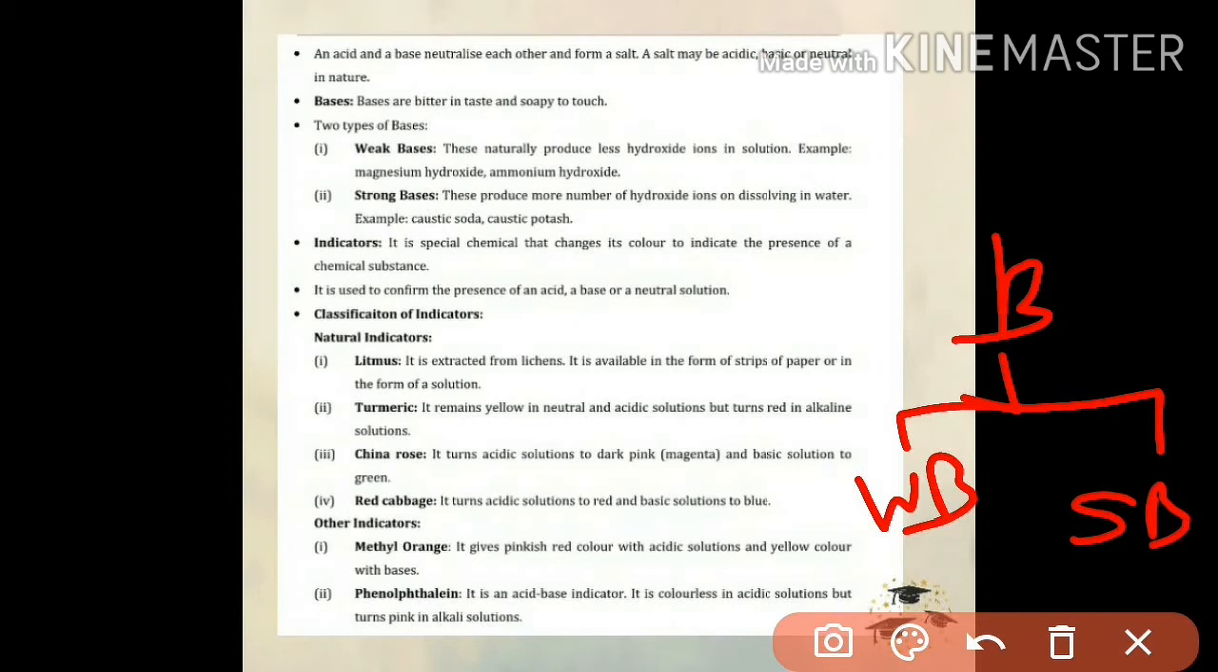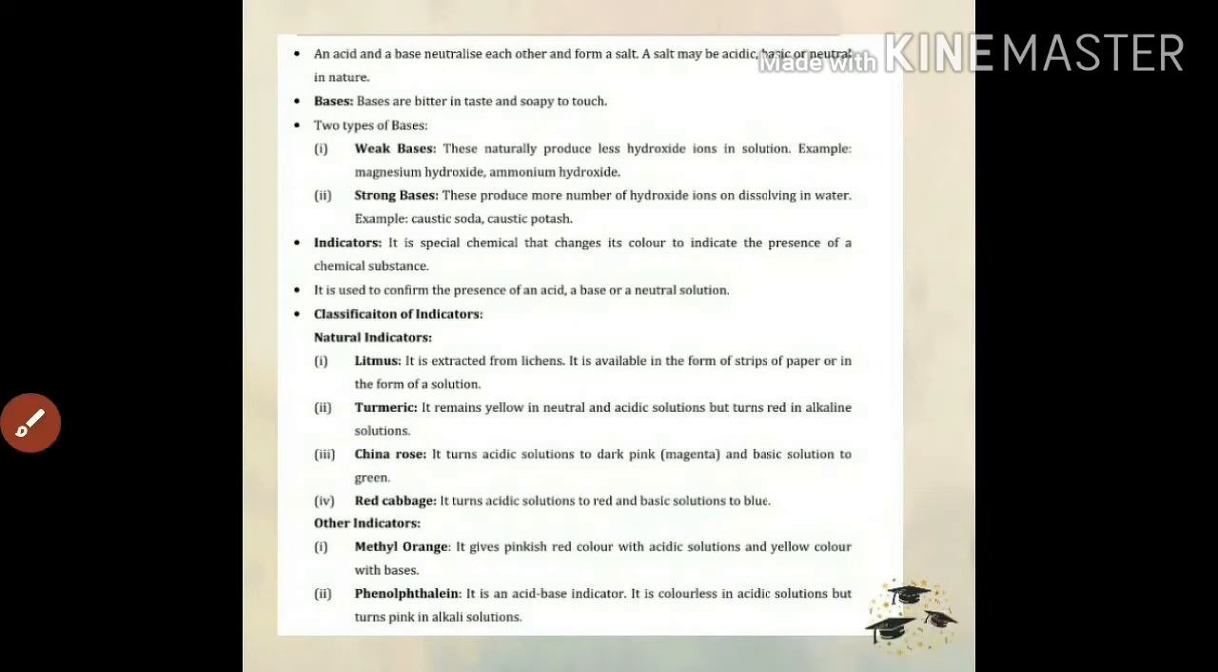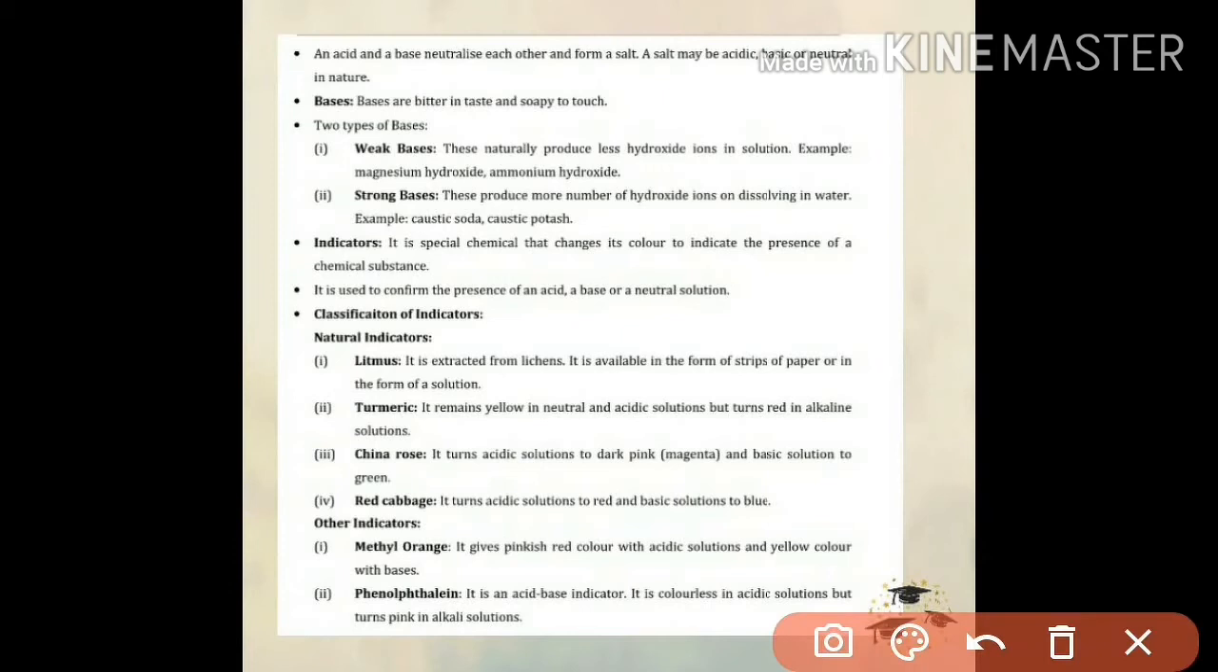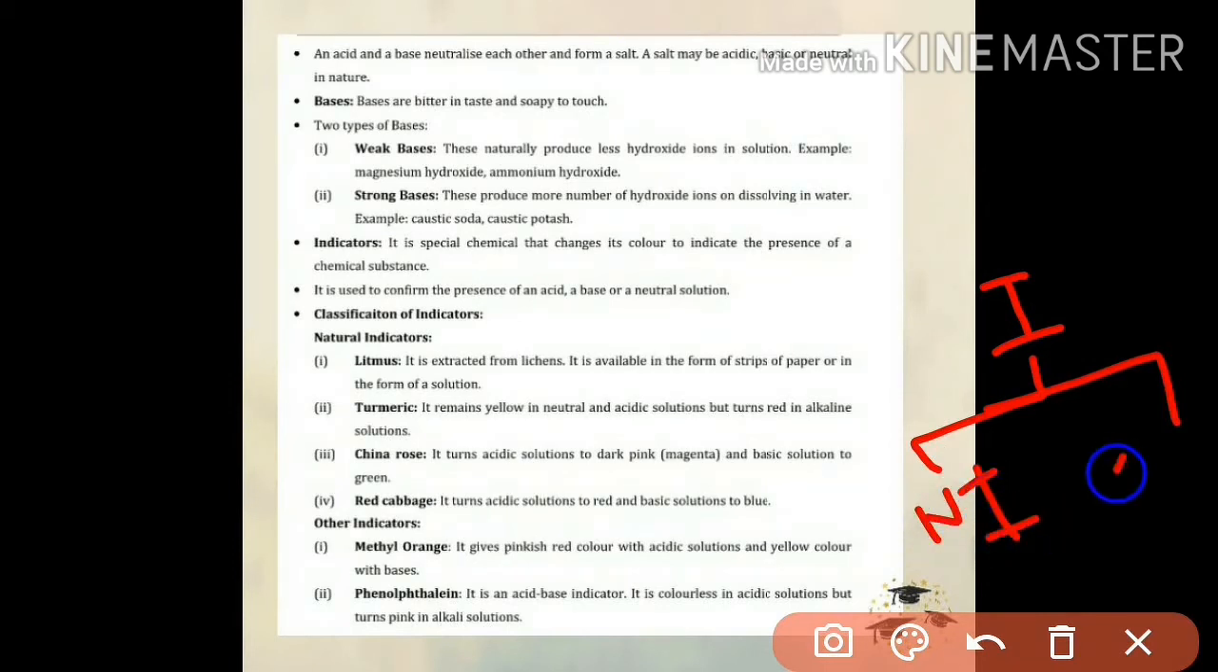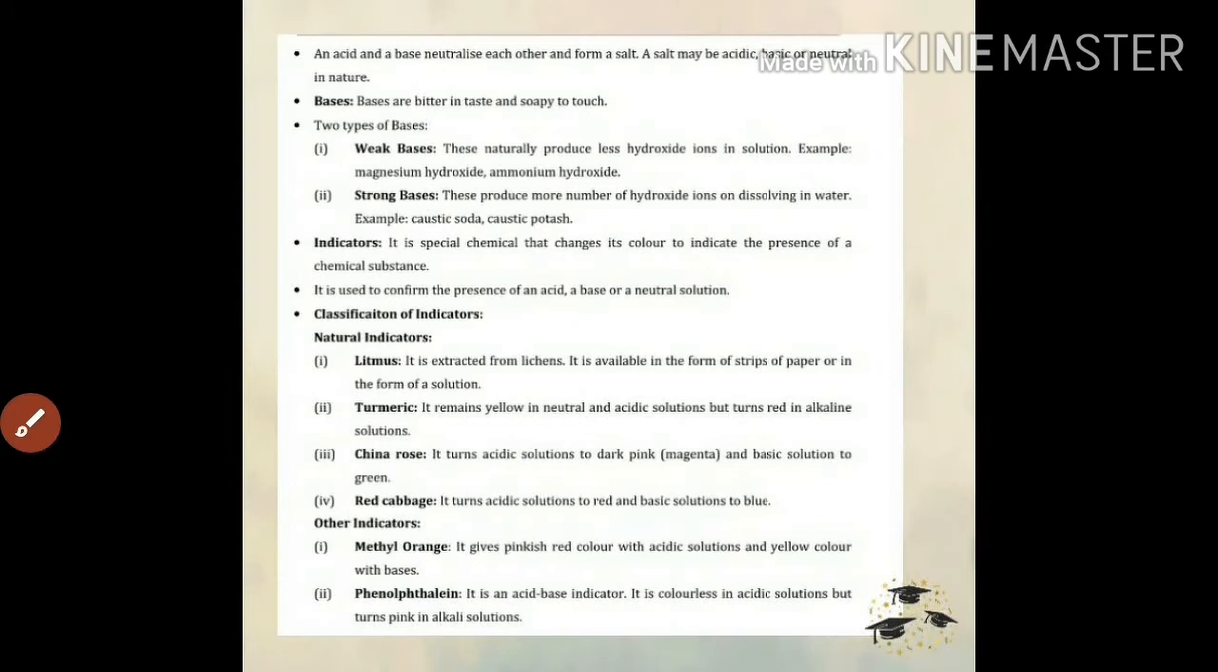Indicators. So what are indicators? It is a special chemical that changes its color to indicate the presence of chemical substances. It is used to confirm the presence of an acid, a base or a neutral solution. Classification of indicators. The indicators can be divided into two types. I am referring to indicator here as I. The two types of indicator are natural indicators and other indicators.